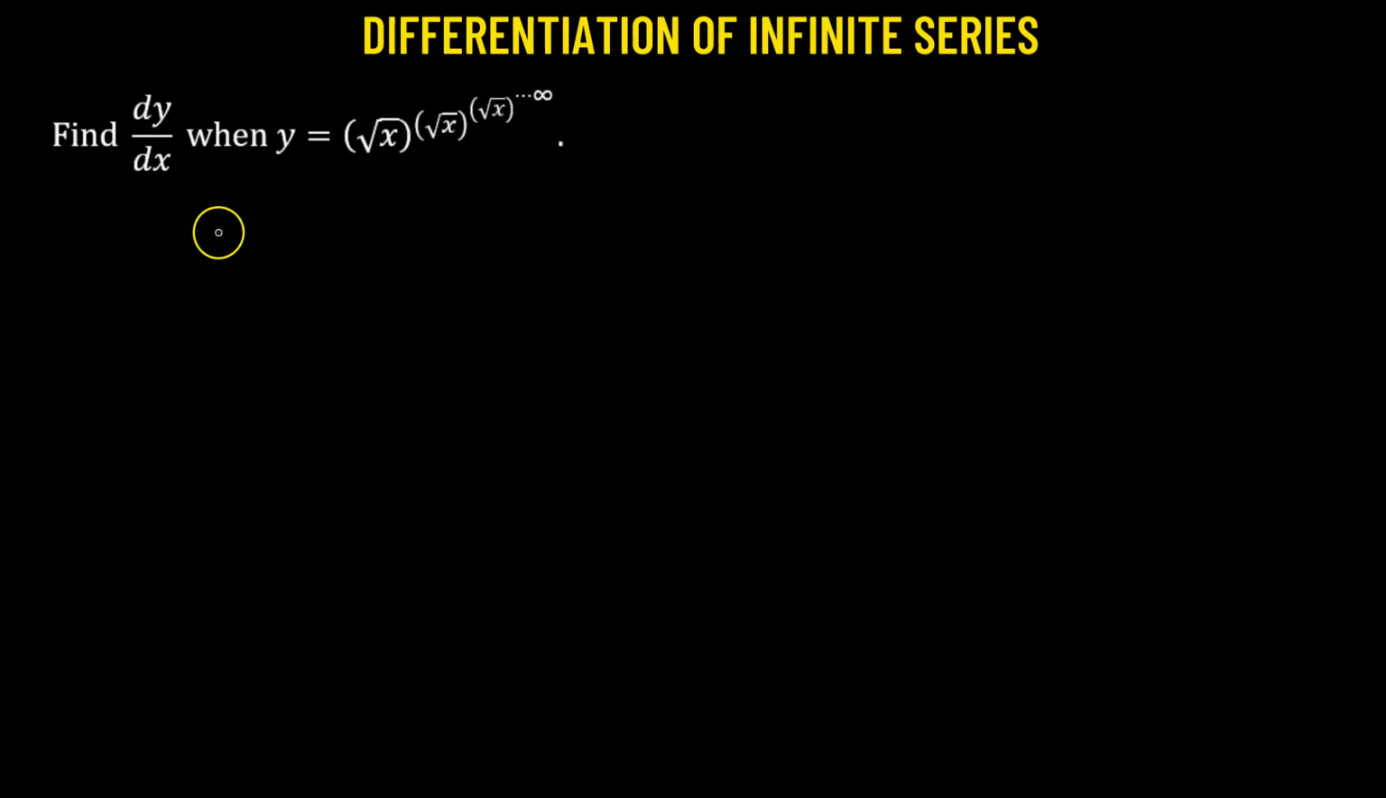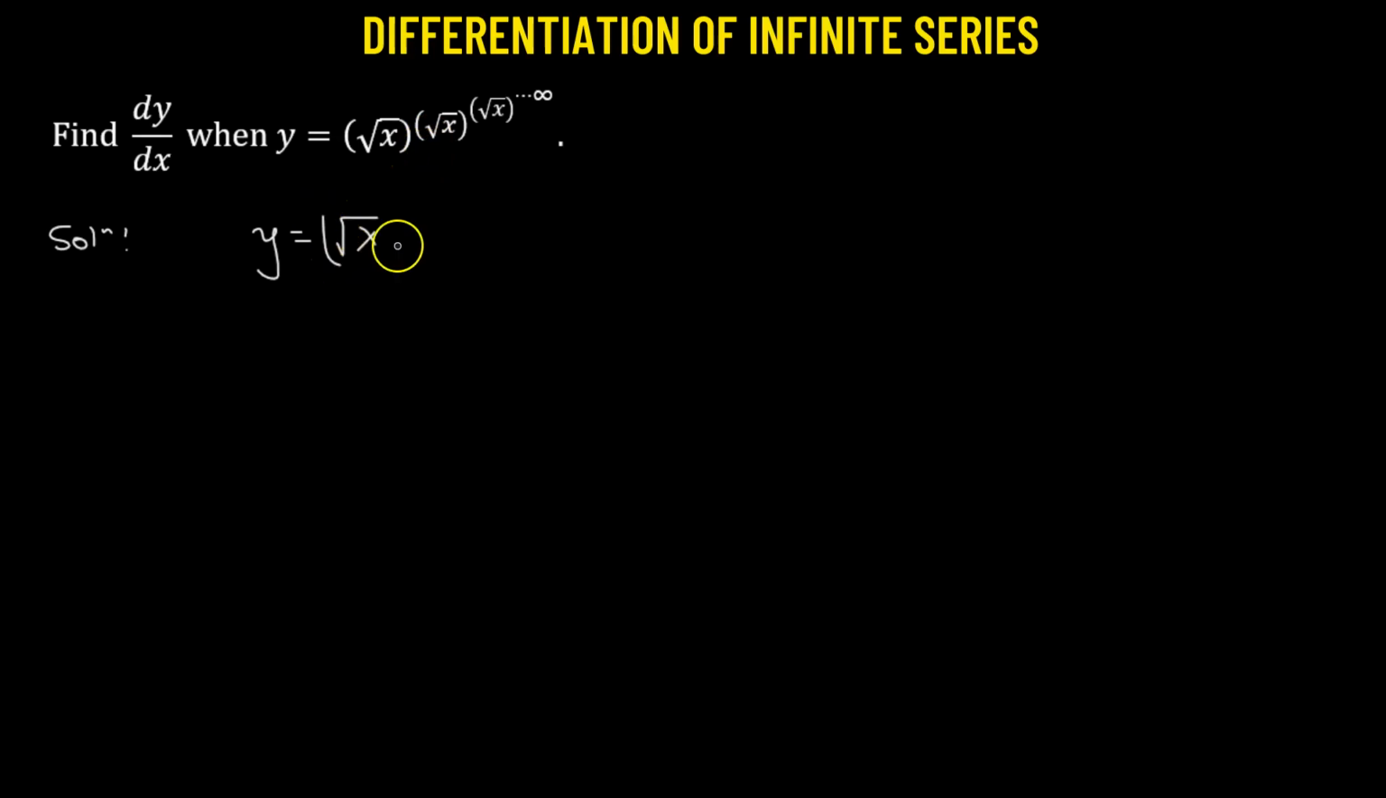We need to find the derivative of y with respect to x whenever y is given by an infinite series as square root of x raised to the power of square root of x, which is again raised to the power of square root of x, and this goes all the way up to infinity. So let's begin. Here we can represent our infinite series as y equals square root of x.